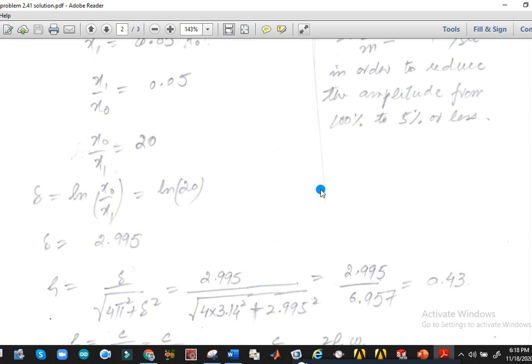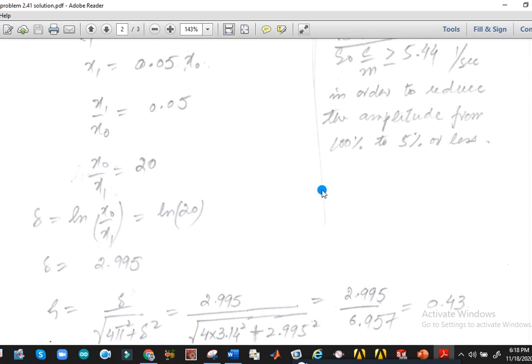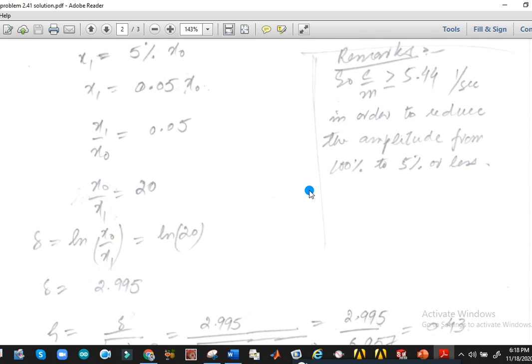So what is your thinking? How can we go about this numerical? We have been given the ratio of stiffness coefficient to mass. We have been given the ratio of successive amplitudes. This is the only given information. And what is unknown? We have to find the value of the damping coefficient to mass.